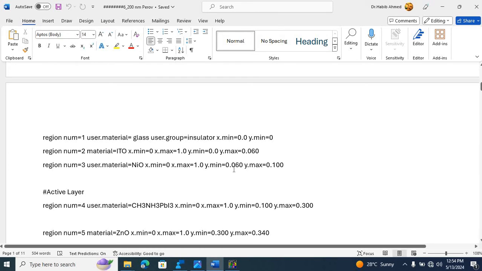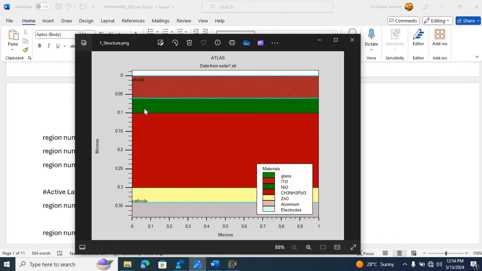Nickel oxide is running from 60 nanometers to 100 nanometers, as you can see in this structure. Here is the reference chart. Nickel oxide is the green layer, running from 60 to 100 nanometers.